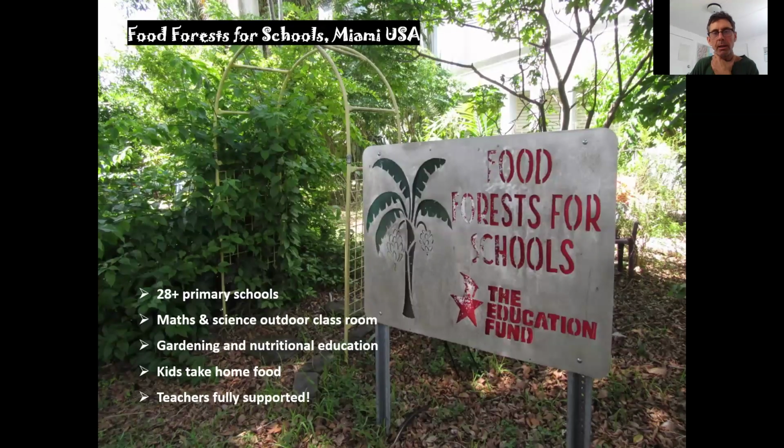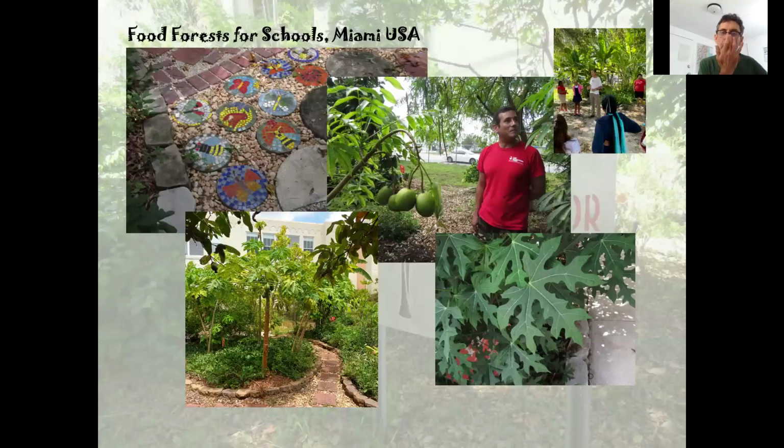Forestry schools in Miami, they're operating in 28 primary schools. They're looking to get that up to 51 primary schools, elementary schools in the city of Miami-Dade County in America. They run their maths and science classes in the food forests, and the kids are getting much better results. They do gardening and nutritional education in the food forest. The kids take home food to mum and dad, and the teachers are fully supported to have the food forest at their school.